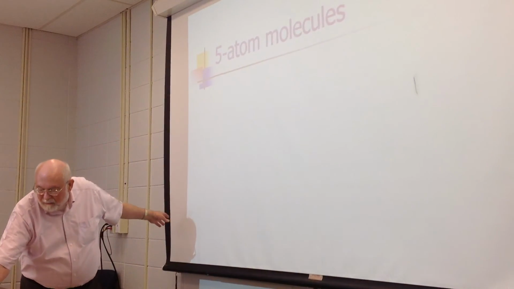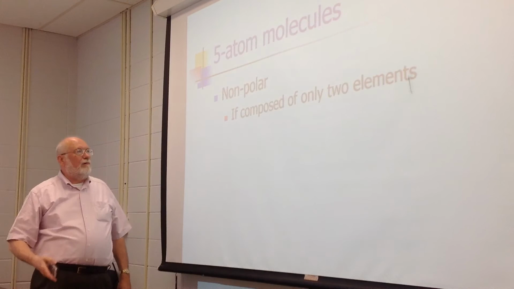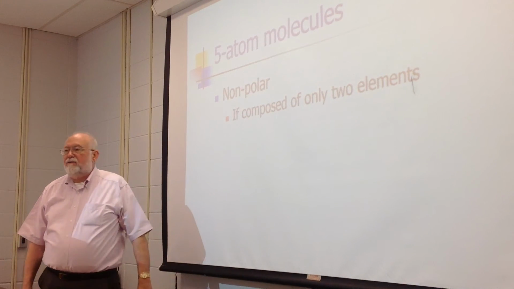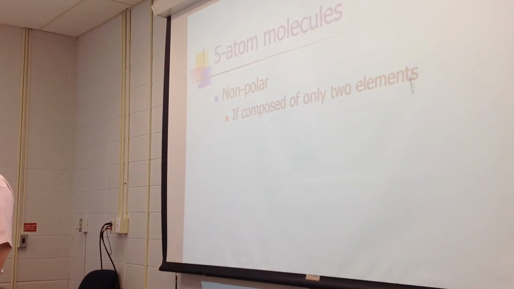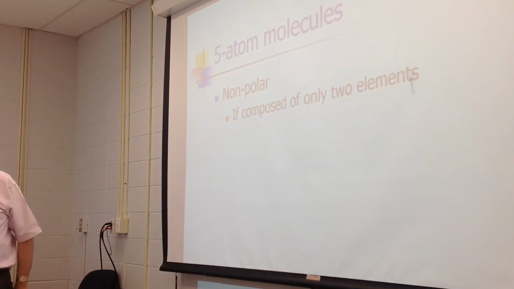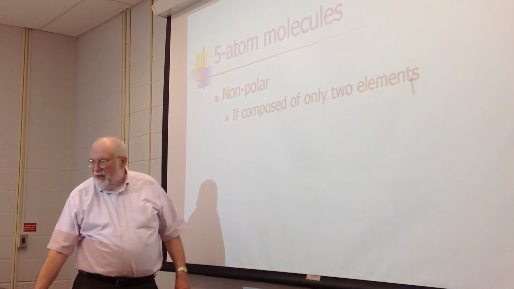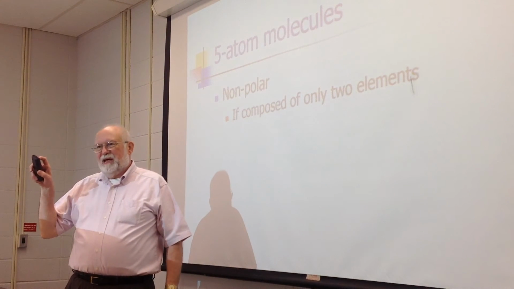All right, and really, what's the shape for a 5-atom molecule? It's tetrahedral. And a tetrahedral molecule is nonpolar if it's only made of 2 different elements. All right? Now, if it's 3 different elements, well, that could be a different story. But we'll look at both cases. Good heavens. Right? Well, let's just take a look. You seem skeptical.